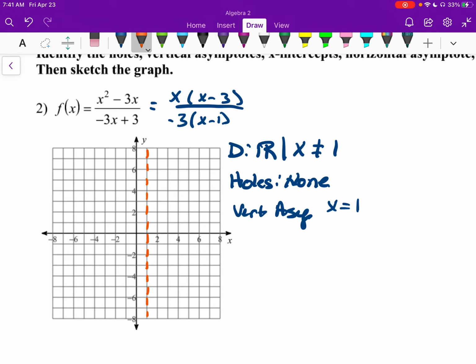What's up next? I guess we'll talk about end behavior asymptote. Well, this one here, we need to look at the original. The top one has a degree of 2. The bottom has a degree of 1. So we have none.